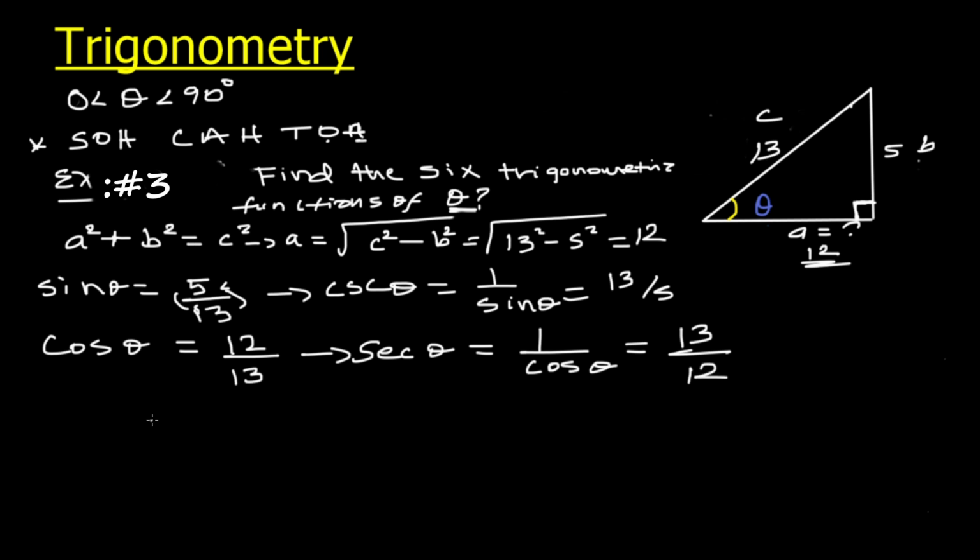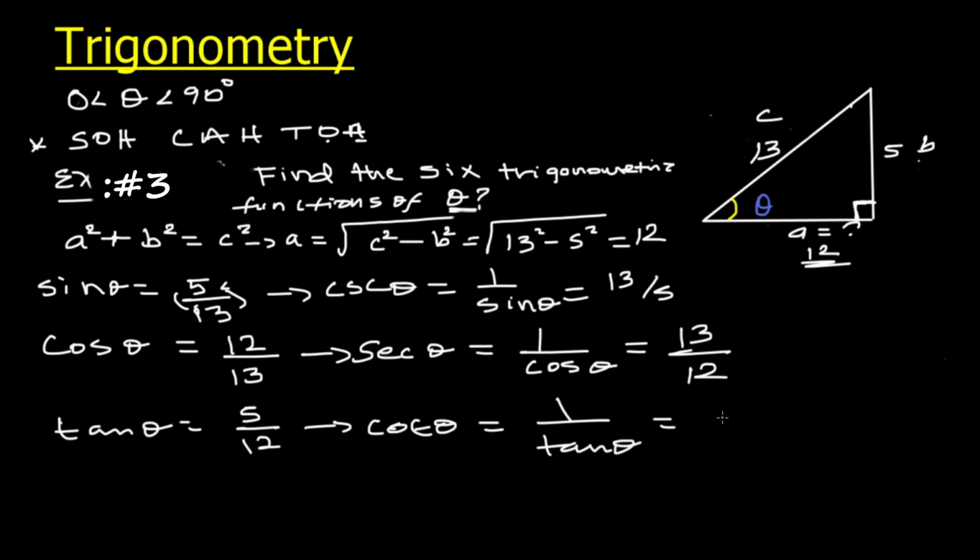The last group is tan theta, which equals the opposite side, 5, divided by the adjacent side, 12. And then we have cotangent theta, which is 1 over tan. That is the reciprocal of this fraction, the adjacent, 12, divided by the opposite. So cotangent here equals 12 divided by 5.